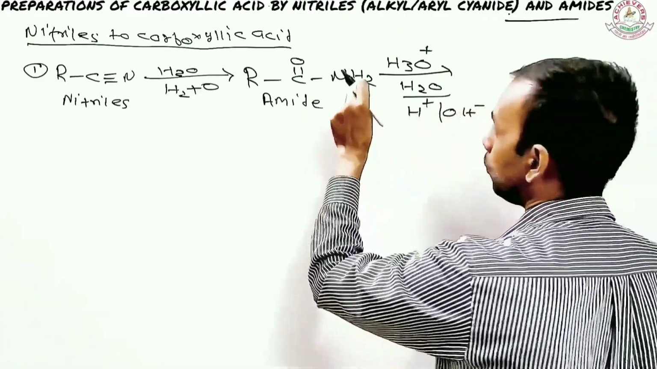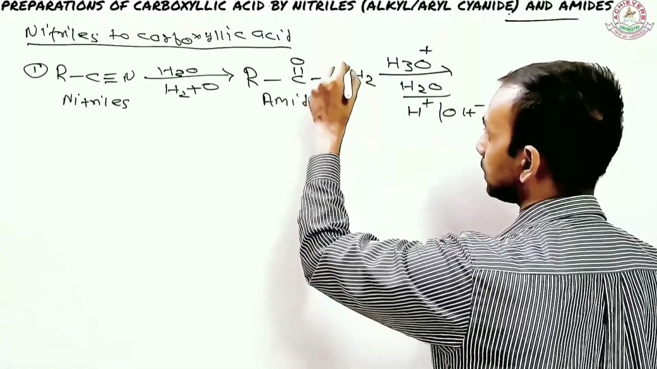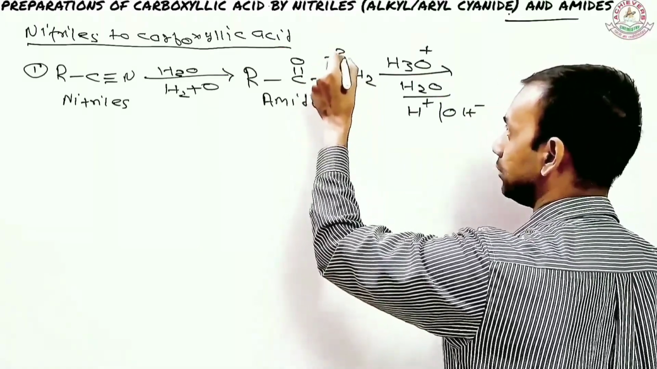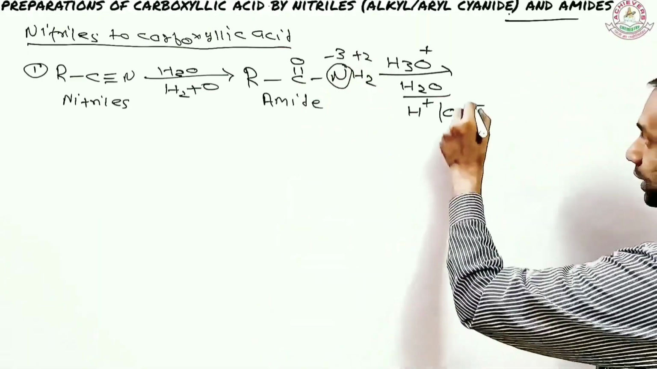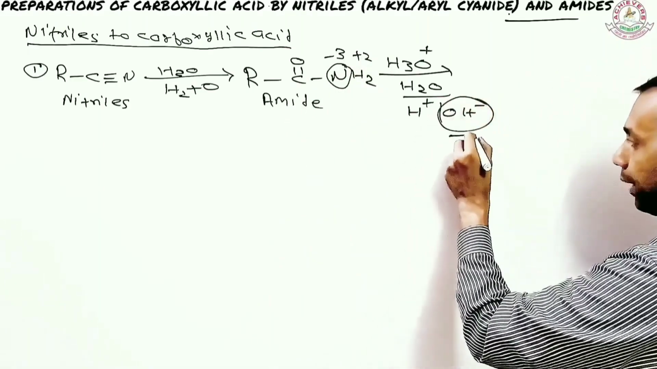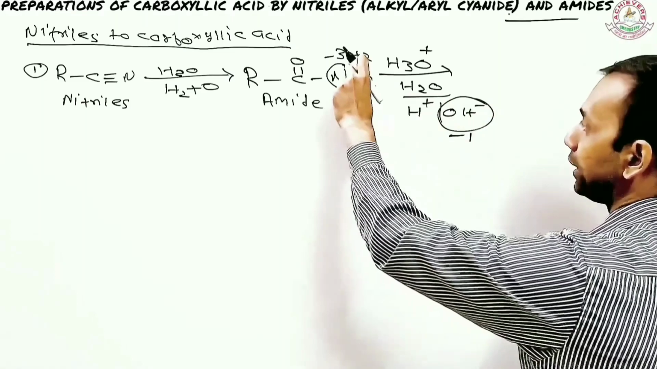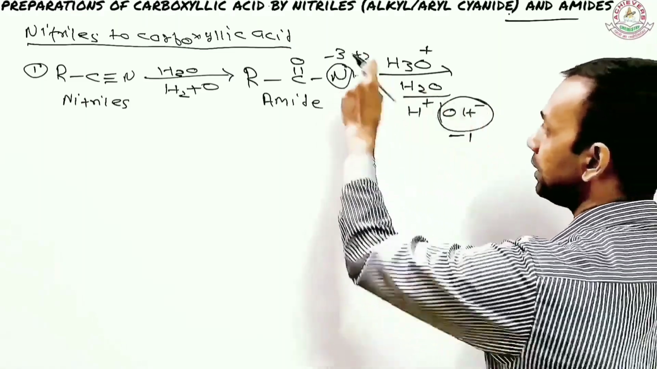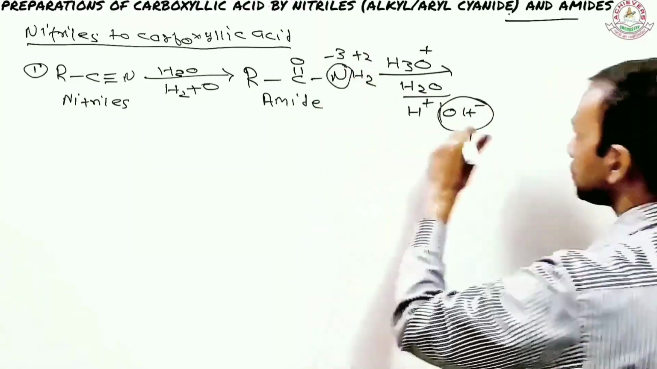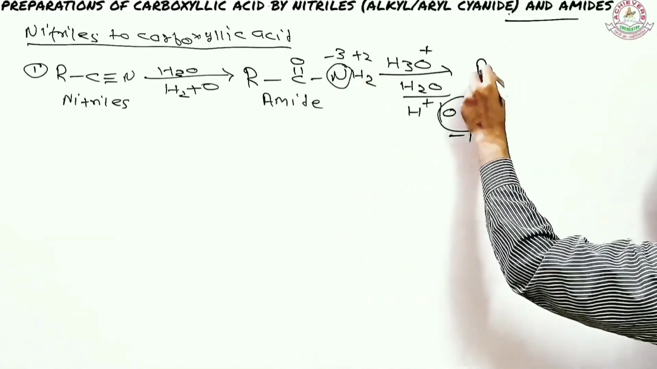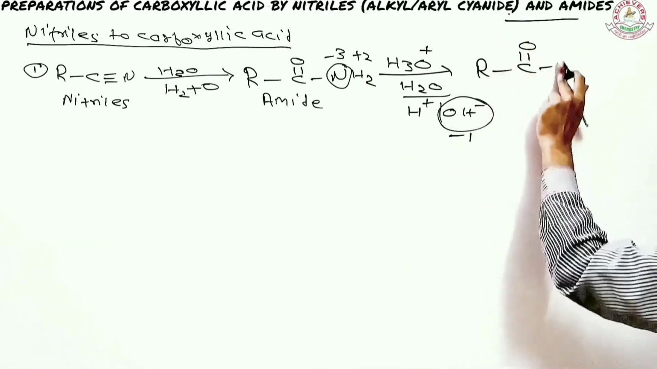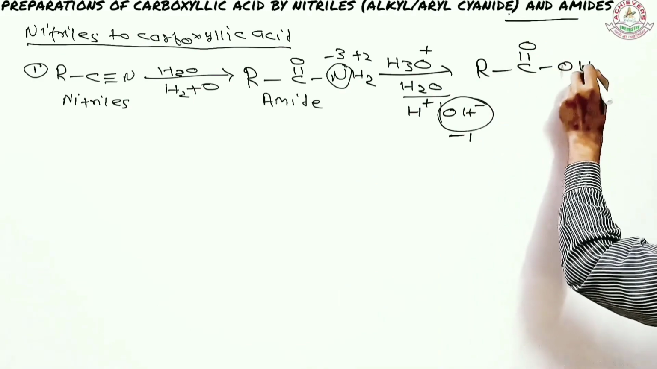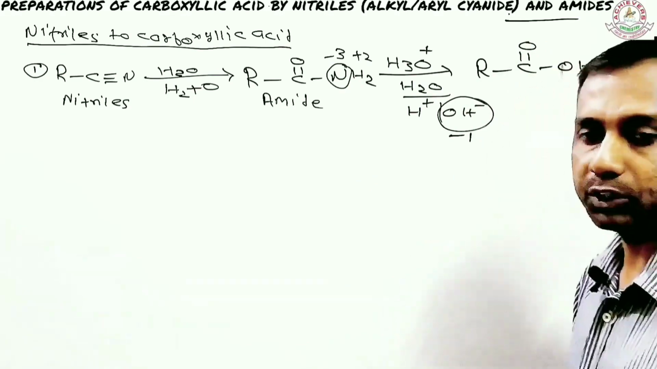Let's concentrate here. This nitrogen has an oxidation number of -3 and the hydrogens both have a +2. The hydroxide is having a -1. So the net difference is -1. So this hydroxide displaces this entire NH2 and this becomes your carboxylic acid. I hope you understood. It was the shortest way to make you go through.